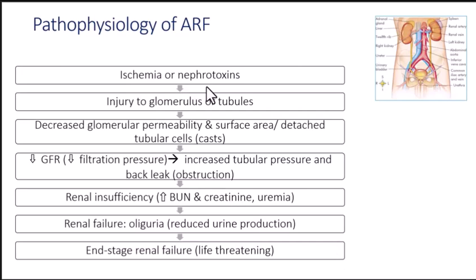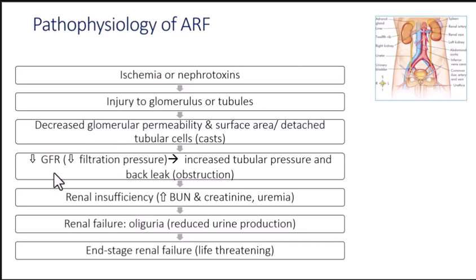Ischemia or nephrotoxins can also damage the glomerulus so that it becomes less permeable and doesn't allow for the normal passage of fluid and solutes. What we'll see next is a reduction in the overall glomerular filtration rate. We can't properly filter fluid through that glomerulus and into that Bowman capsule to then pass on into the tubular system.